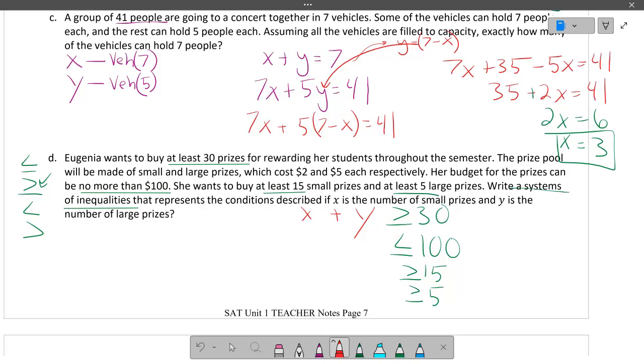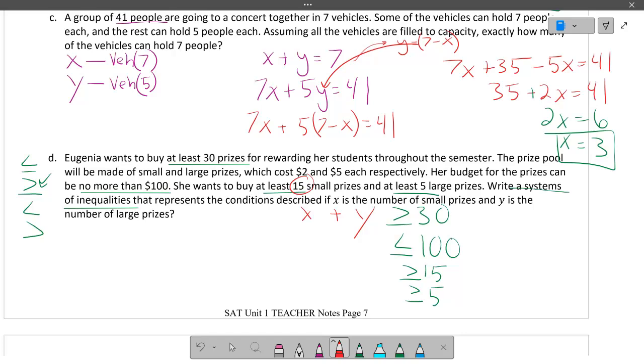Remember, the 15 and the 5, those are different totals, right? Those are other constraints that I have to have, not necessarily a coefficient or a constant in any other part. Okay, those are different totals.